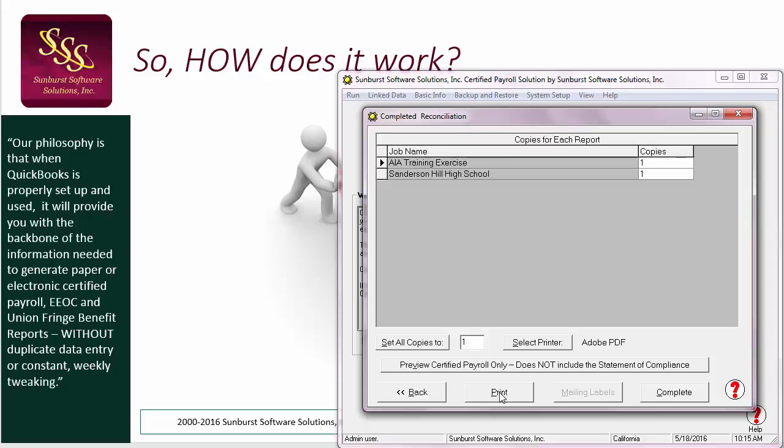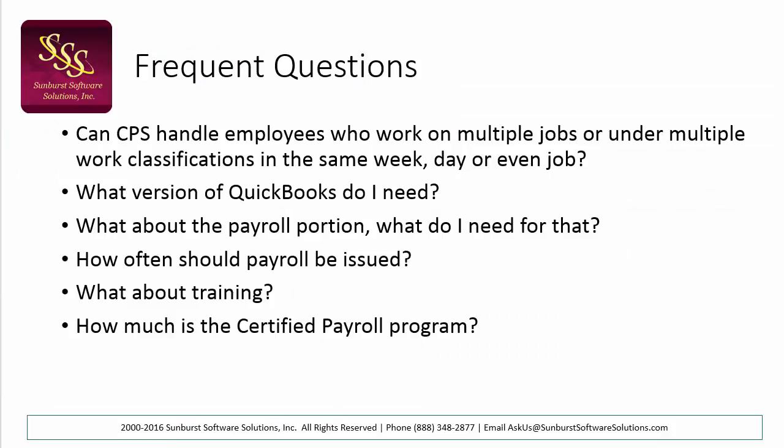Now, CPS will also automatically generate no work performed payroll reports. Once it knows about a job, meaning you've created a linked record for it back to QuickBooks, and it's found time on that job for a specific week, it knows that it is then supposed to look for time on that job every week, and if it doesn't find time, then it knows to automatically generate that no work performed report. So here are some questions that were frequently asked.